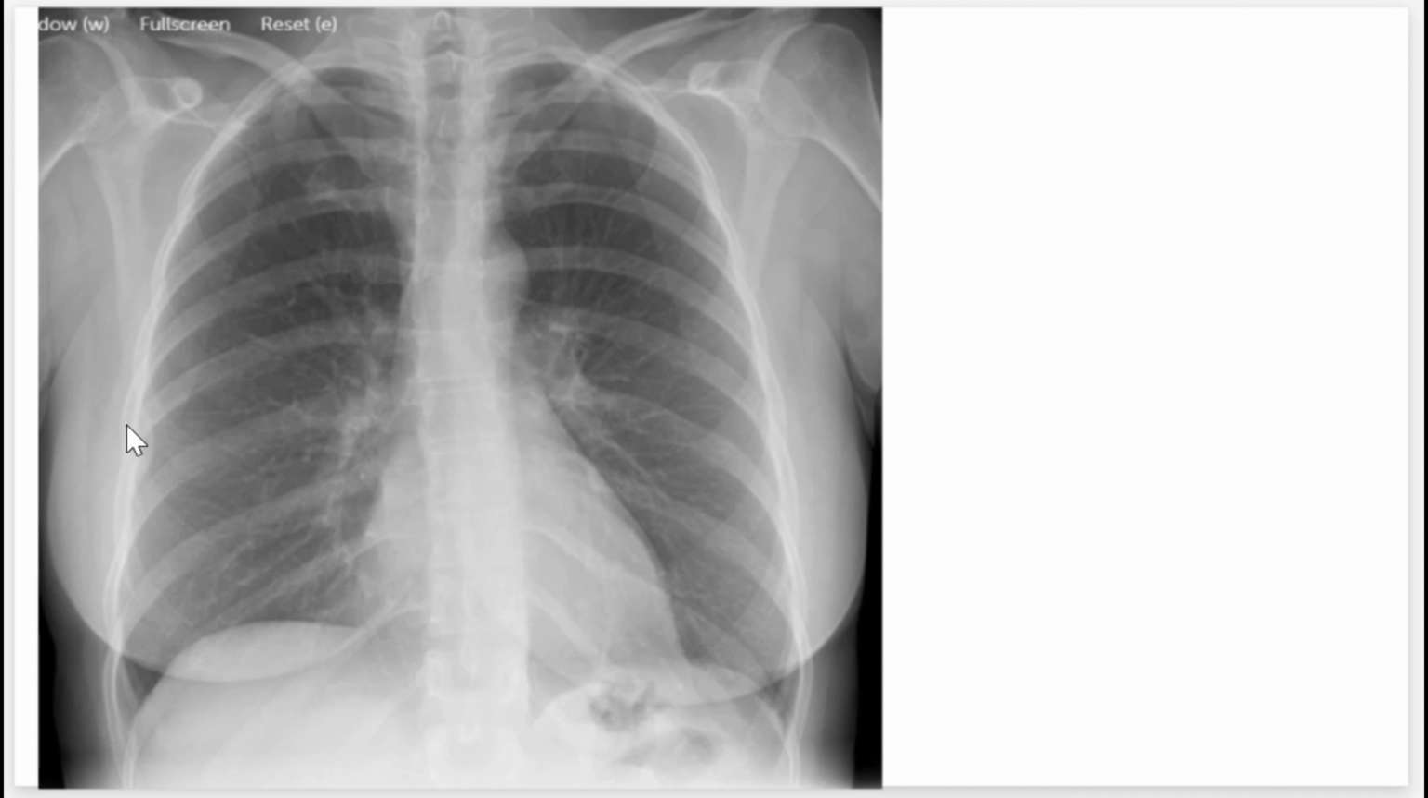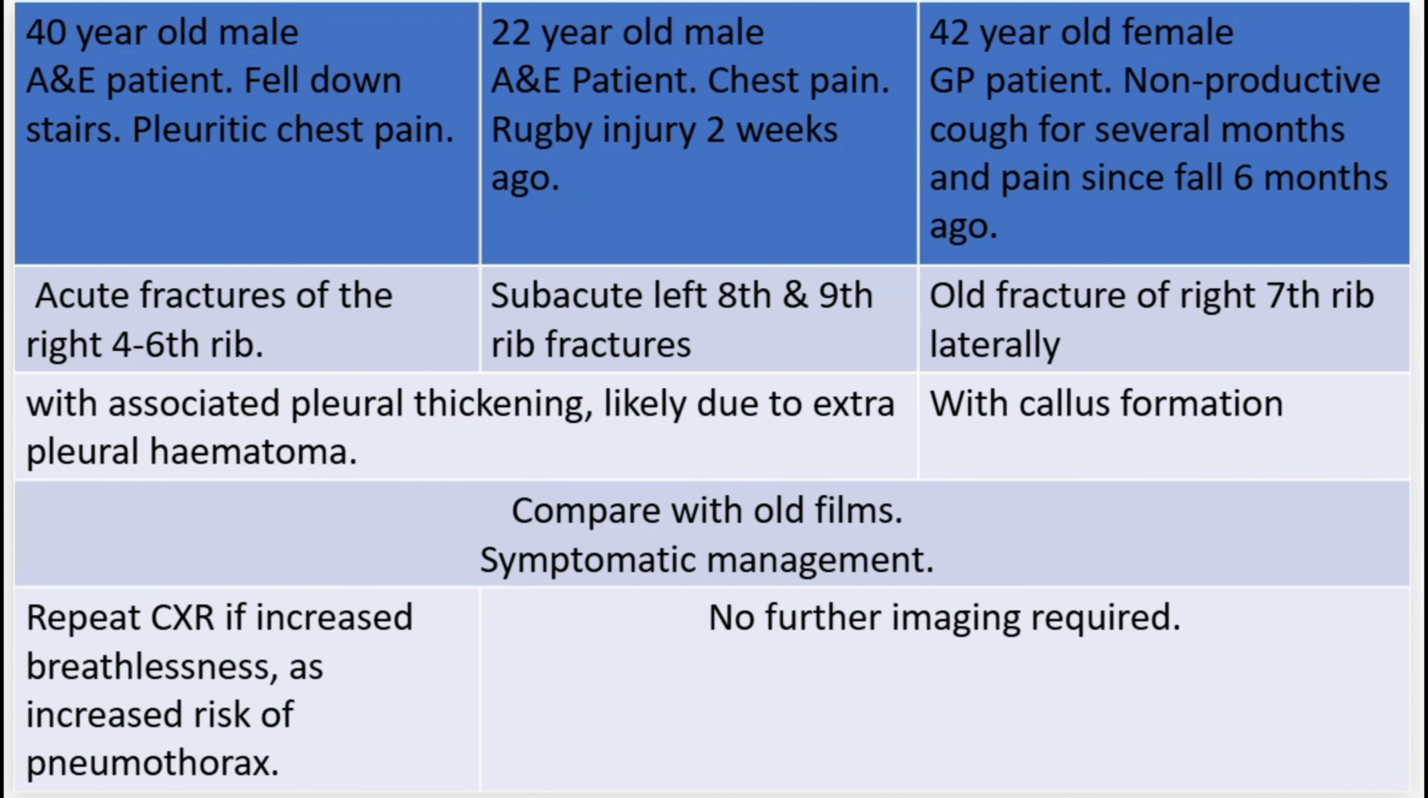And if you go like this, you have to go like this to continue with the rest of the rib. Stepping. You need to go down to continue. Not like this. You need to go down to continue. Okay, so there is an old fracture of the right seventh rib laterally with callus formation.